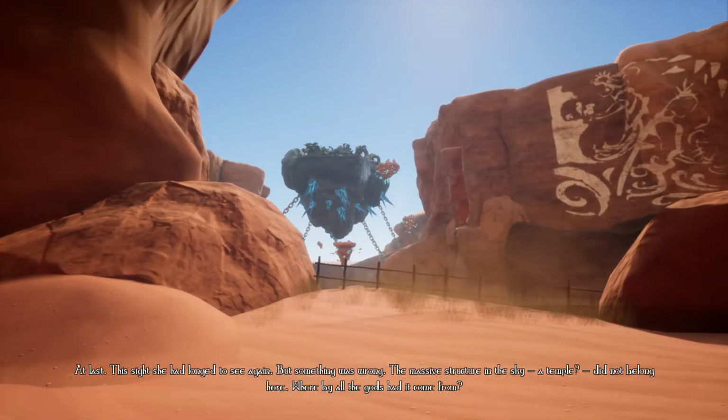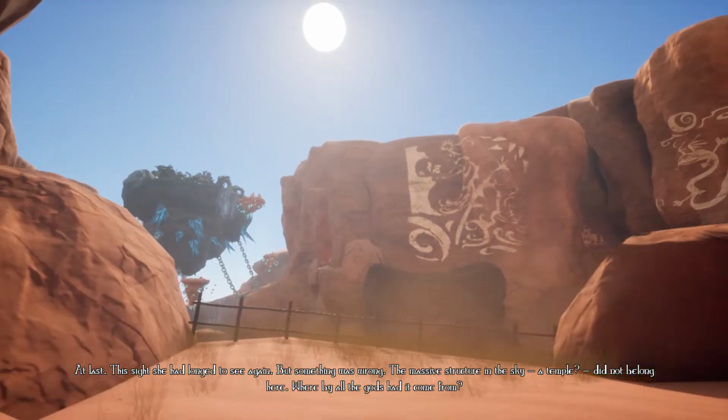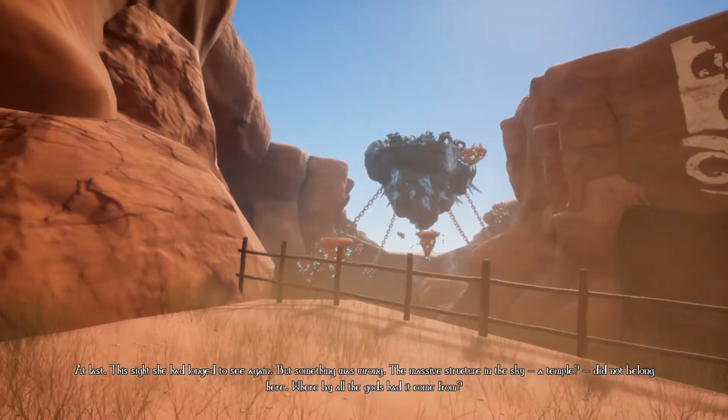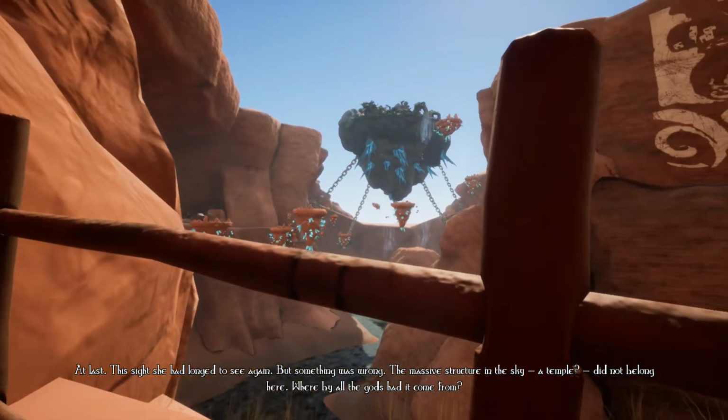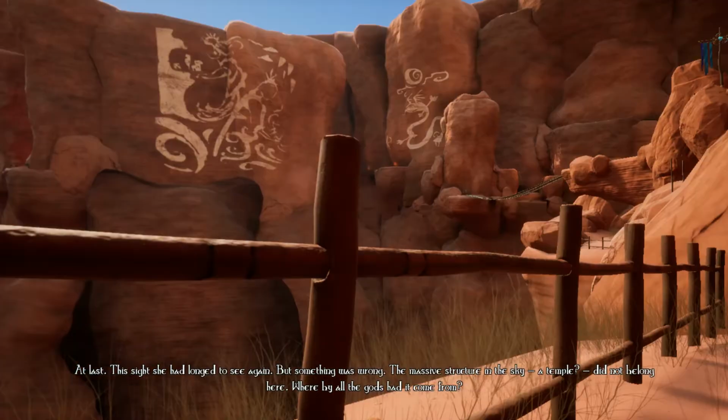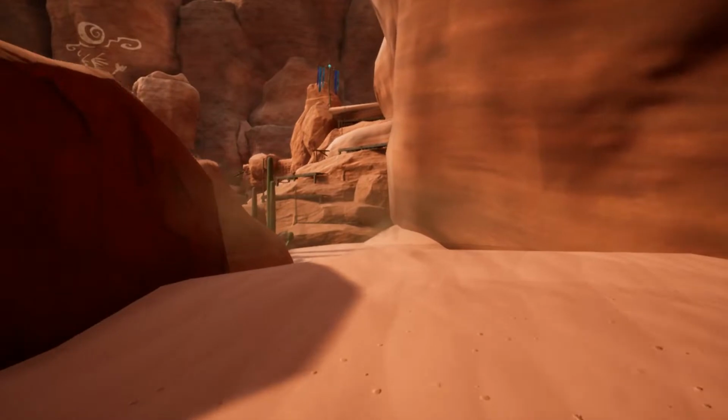At last, the sight she had longed to see again. But something was wrong. The massive structure in the sky, a temple, did not belong here. Where by all the gods had it come from?